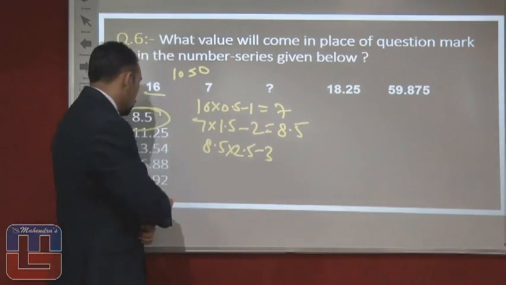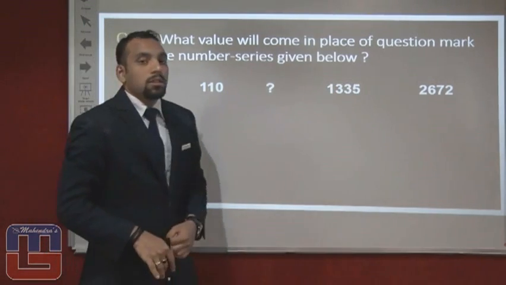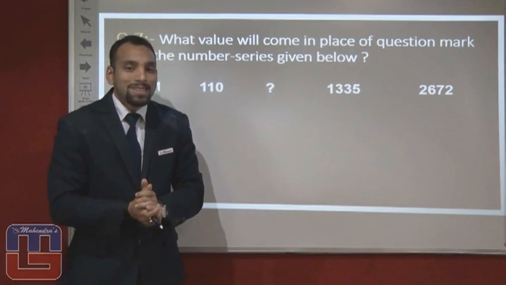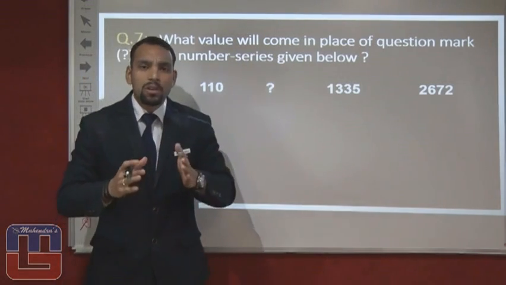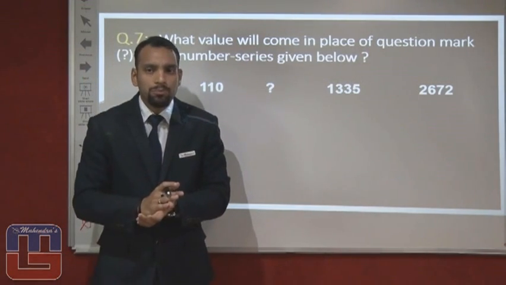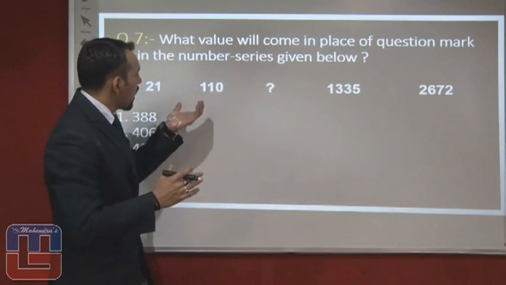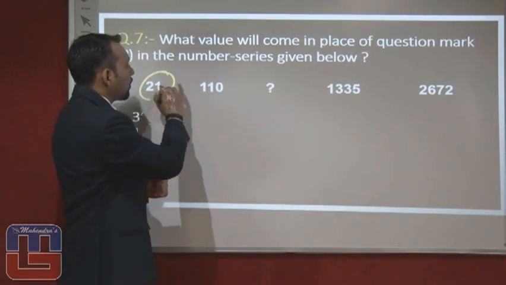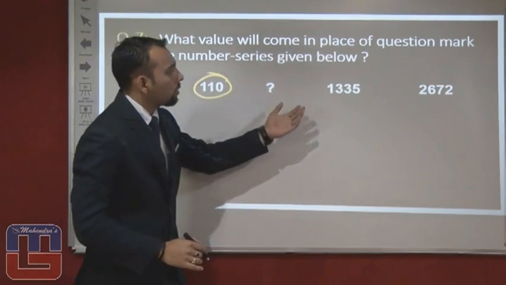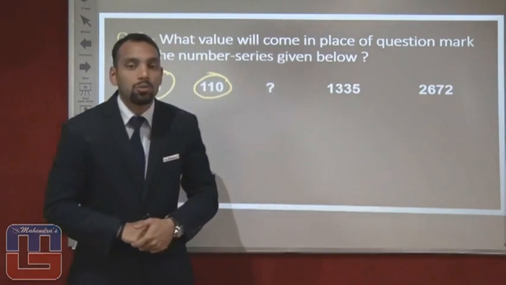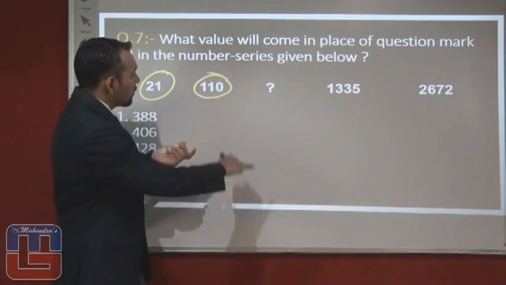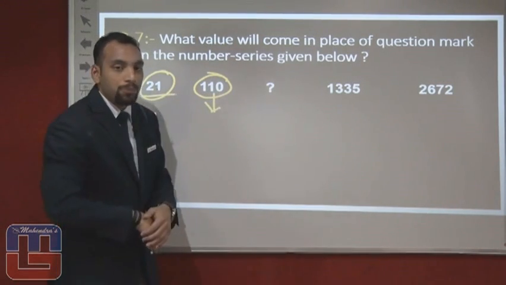Now, move to our next question. The next question is same from number series. Now, see the question. Firstly, in number series, what we have to do? We have to follow a pattern. The pattern is, you can see, this is 21, 1, 1, 10, question mark, 1, 3, 3, 5, 2, 6, 7, 2. Now, see, how you will get this 1, 1, 10 from 21.